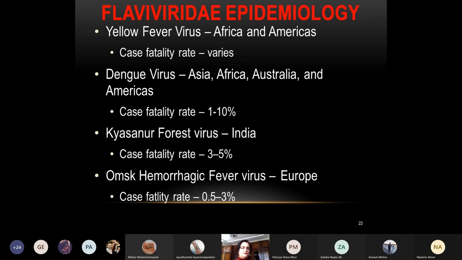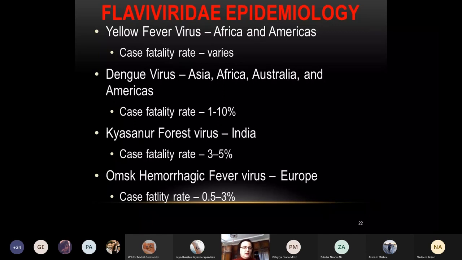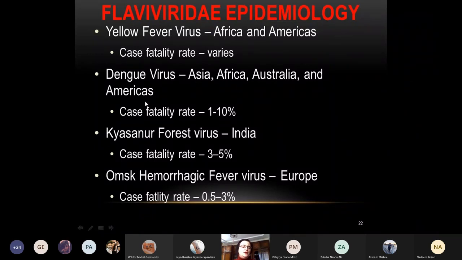Per year globally. Case fatality rate ranges greatly depending on the epidemic, but may reach up to 50% in severe yellow fever cases, and if you are not vaccinated. Dengue virus is found throughout the tropical Americas, Africa, Australia, and Asia.